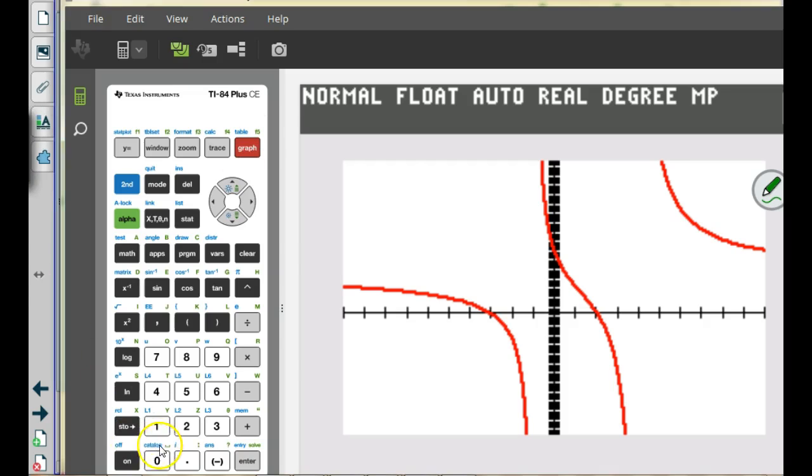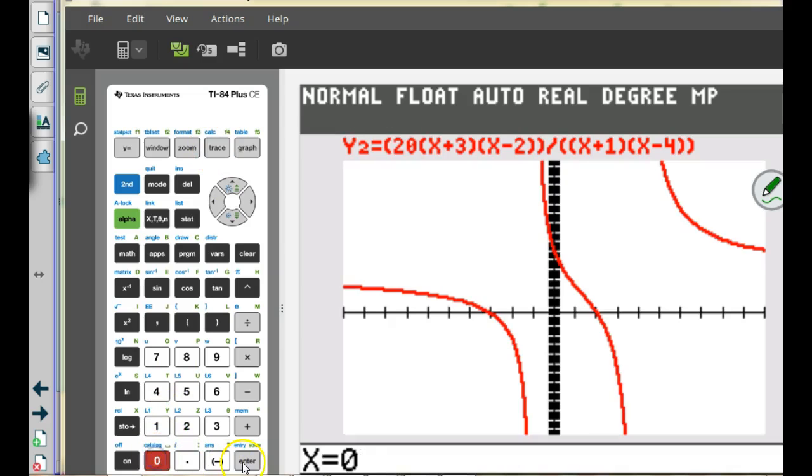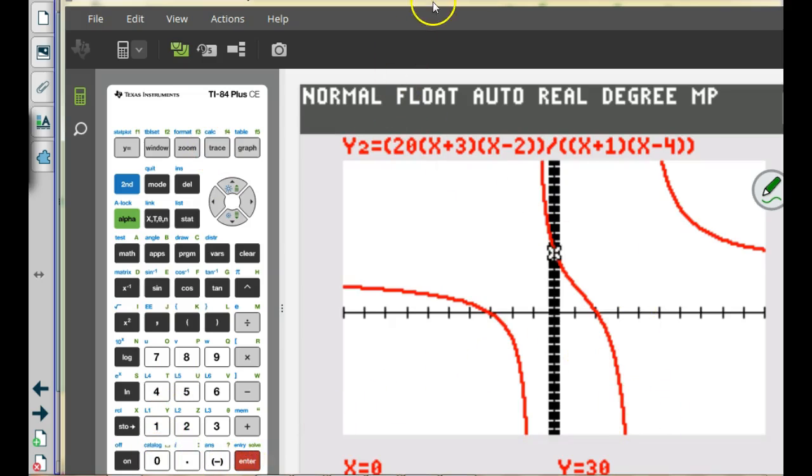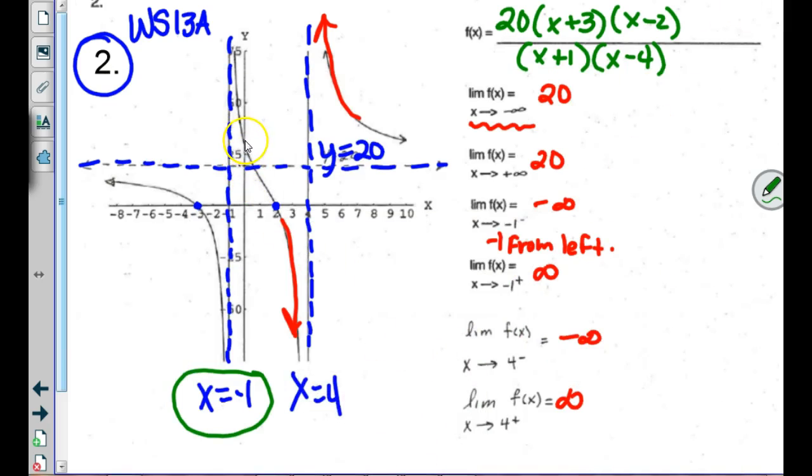The only thing I want to try is I'm going to put in 0. If I put in 0, I get out 30. Does it look at all like ours might be crossing at 30? Yeah, it's above 25, right? We are geniuses. Okay, we wrote an equation for a graph. We're going to practice this again tomorrow.